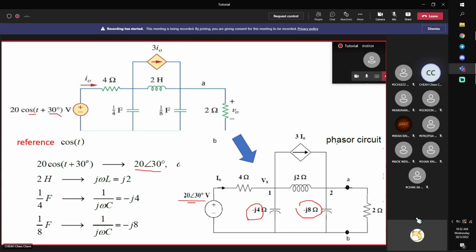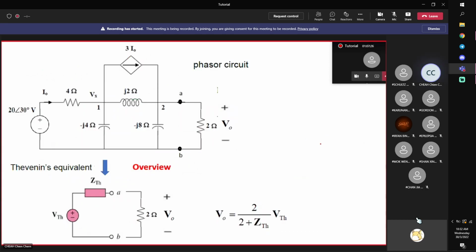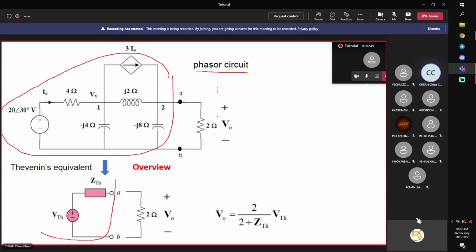Now this is my phasor circuit. Once you convert things into phasor form, then whatever you have learned in week 1 and week 2 can now be applied, right? We have seen mesh analysis, we have seen nodal analysis, now we will see Thevenin's theorem. So this is my overview. I want to convert this complex circuit into its equivalent form with respect to this terminal. Okay, then after that, look at this simplified circuit. It's very easy to find V0.